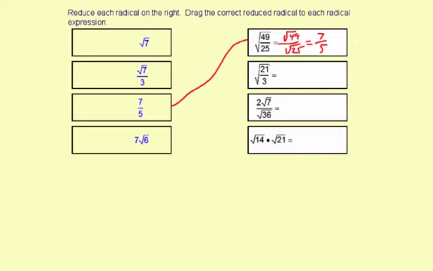This next one, radical 21 divided by 3. Well, 3 goes into 21 7 times, so this is simply radical 7.